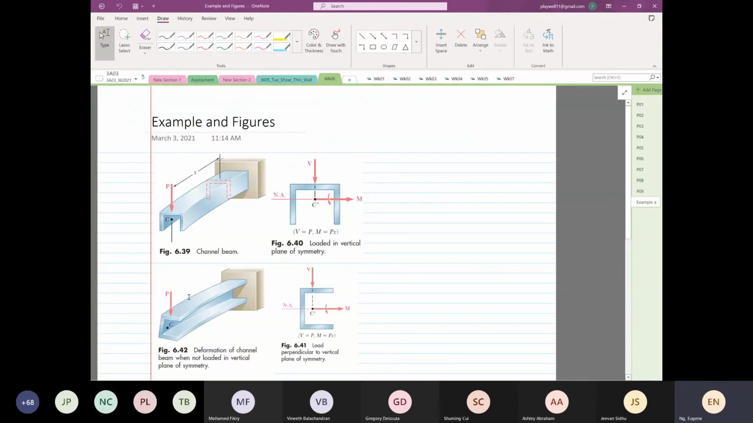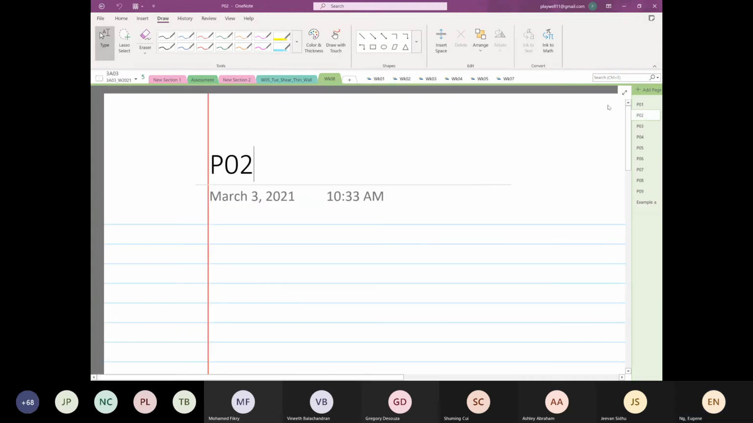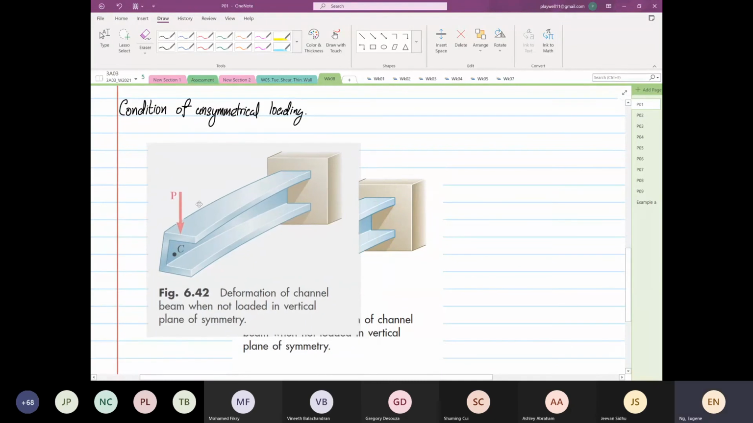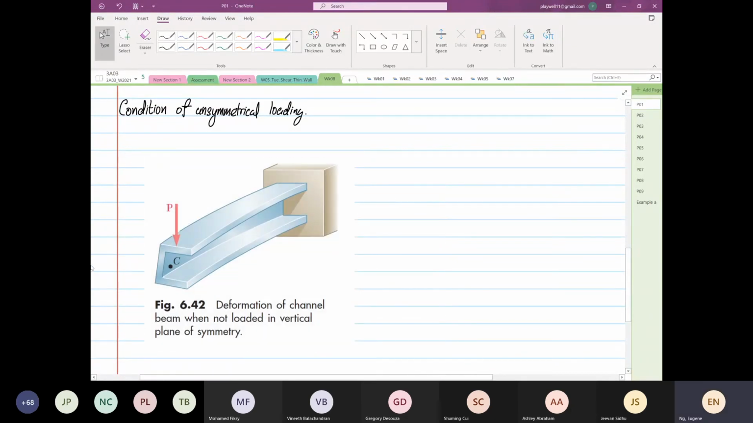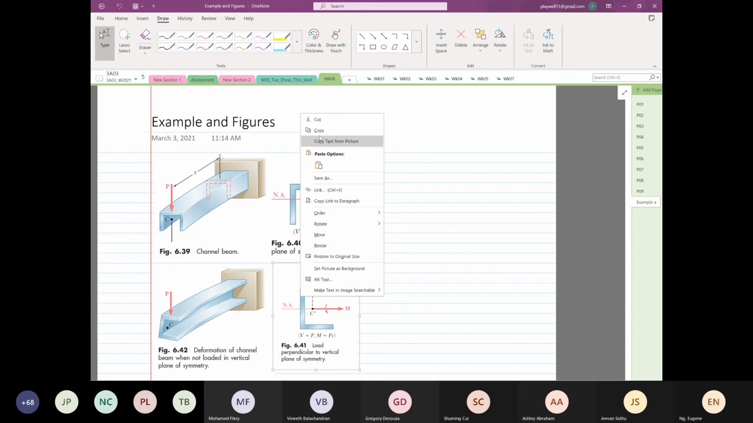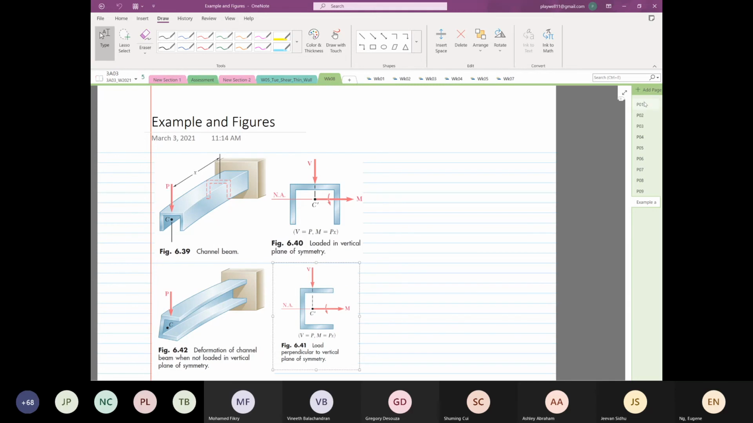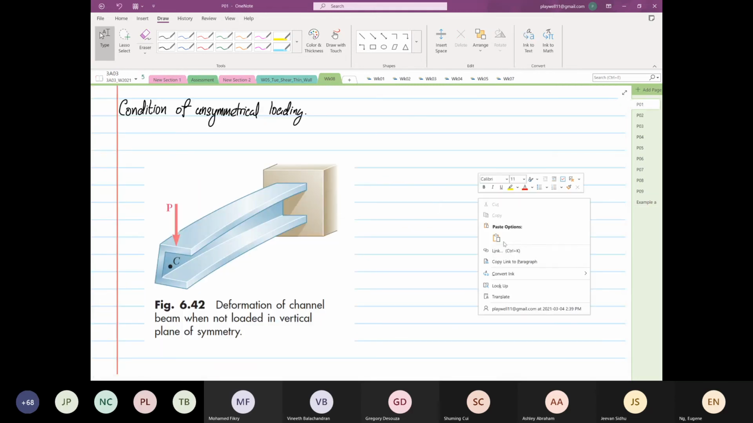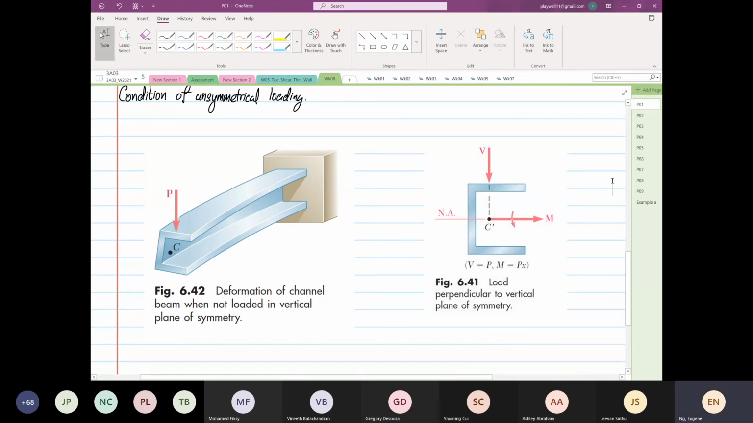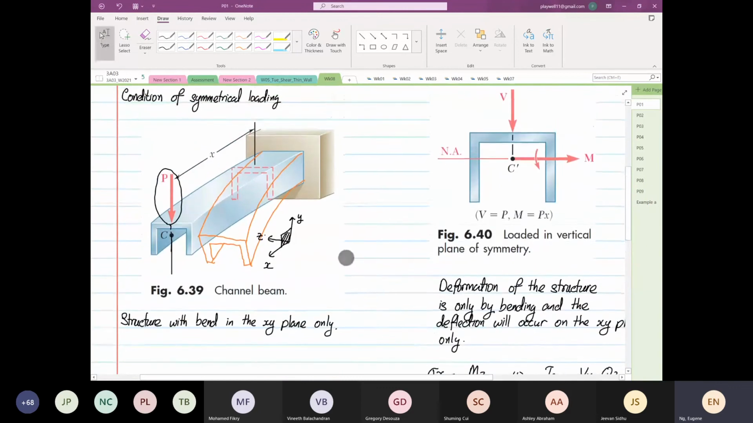So when that's the case, I'm going to copy some figures. Again, I said again, you all will have these figures down here. Copy. So this is the condition of unsymmetrical bending. Let me get the other cross-sectional view so you can see better. But before I do that, let me go back to this slide, this figure over here.